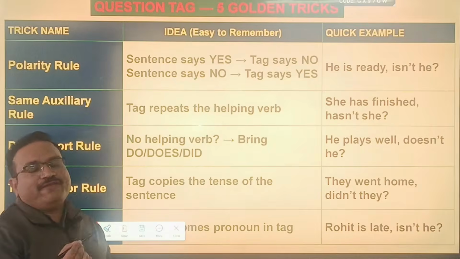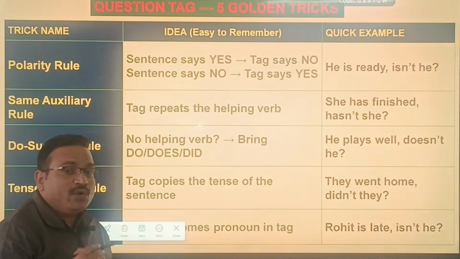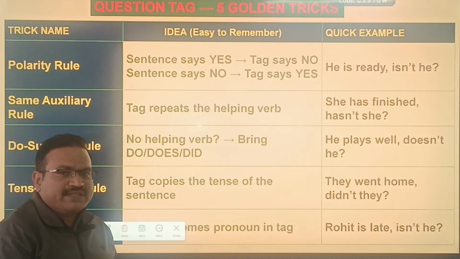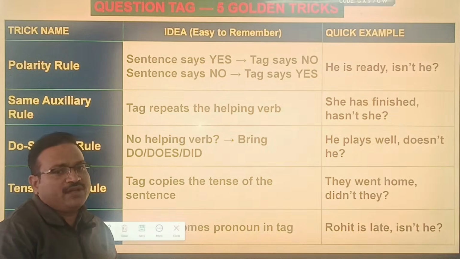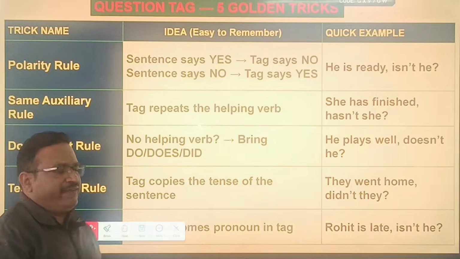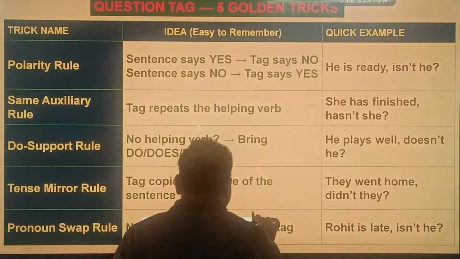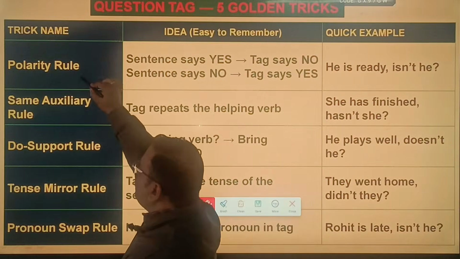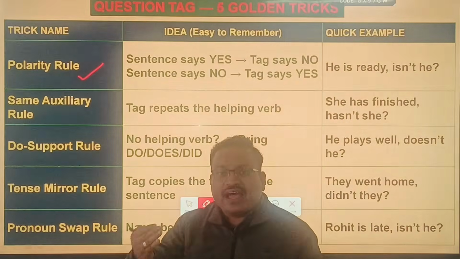Now these are 5 golden tricks of question tag. If you know these 5 golden tricks, 80% of the topic is done. 80% questions you will be doing very, very easily if you know these 5 tricks. Let us understand. What is the first one? First is polarity rule.